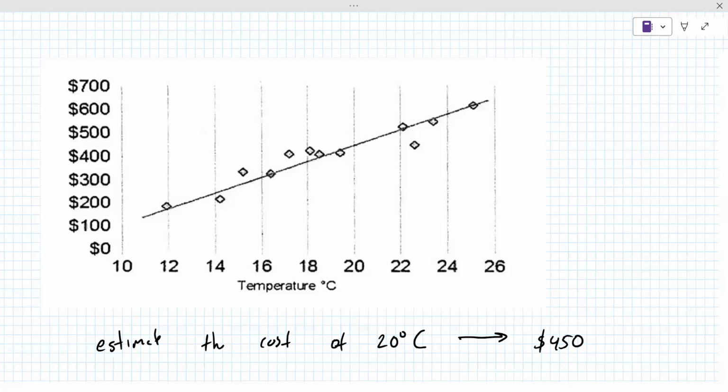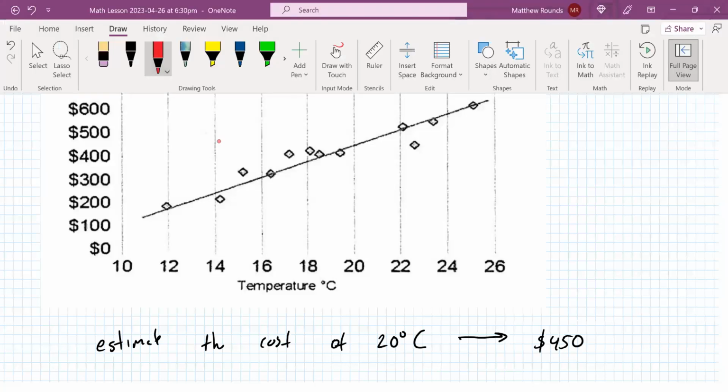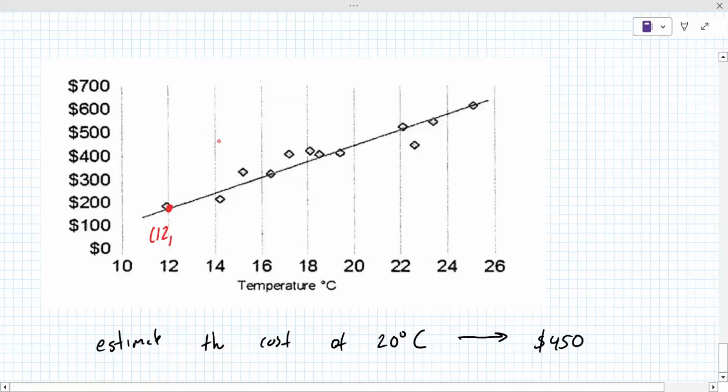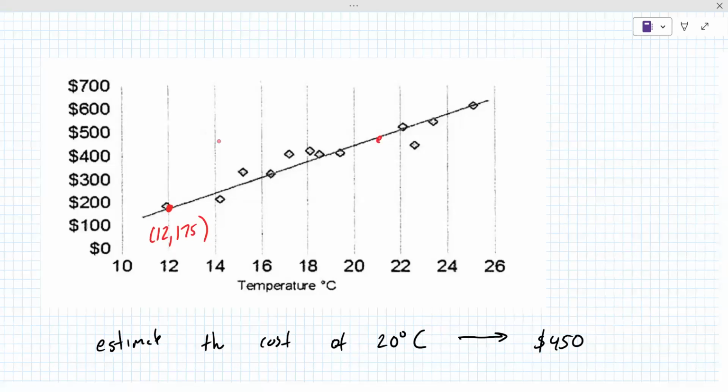Now we're going to label 2 points on the graph. I'm going to help here. Let's go 12, comma 175. And then we'll go up here, 21, comma, got to make these numbers work out. Let's go 400. That'll work.